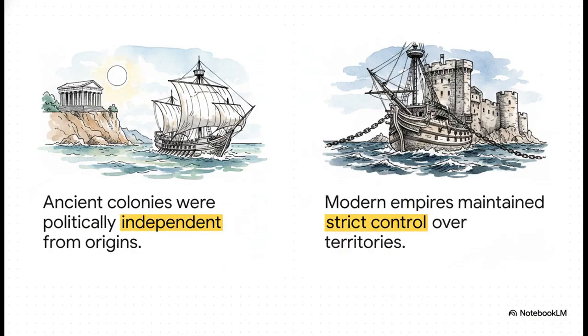While ancient groups like the Phoenicians or the Greeks settled tons of islands and coasts across the Mediterranean, those ancient colonies were actually politically independent from the city-states they originated from. Modern empires, which emerged much later, were an entirely different beast. They maintained strict political and economic control over their distant territories. This totally shifted the paradigm of global power from just localized influence to centralized global extraction.